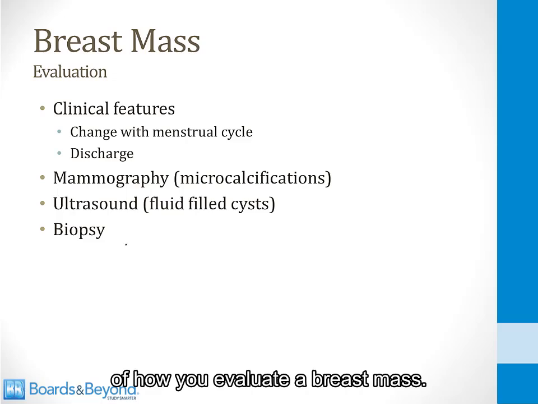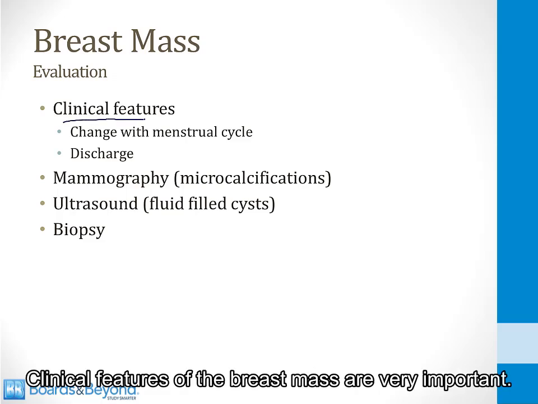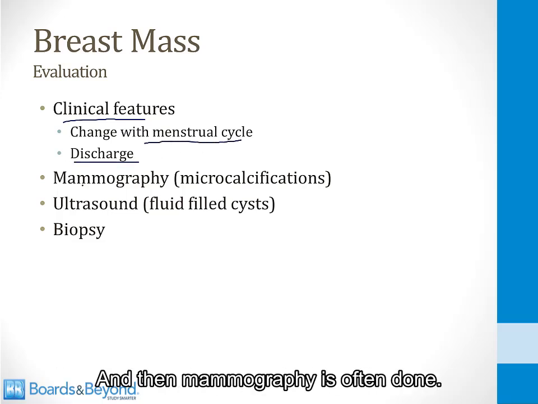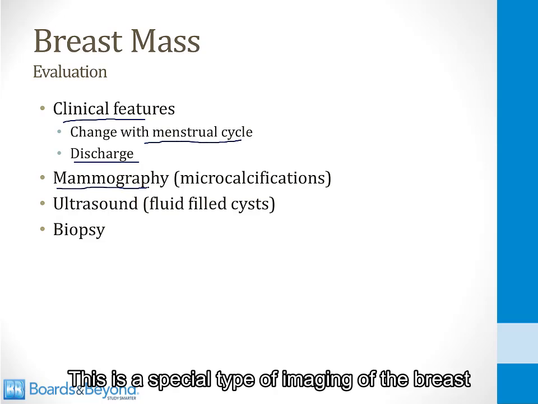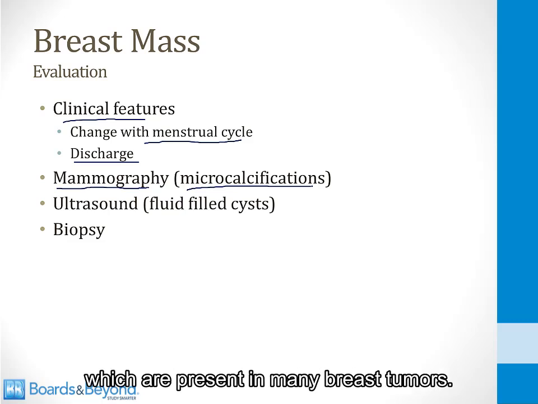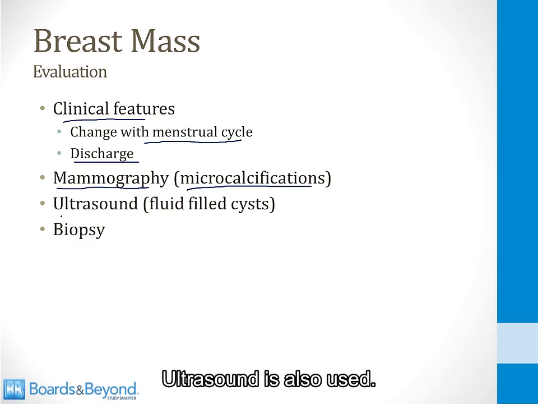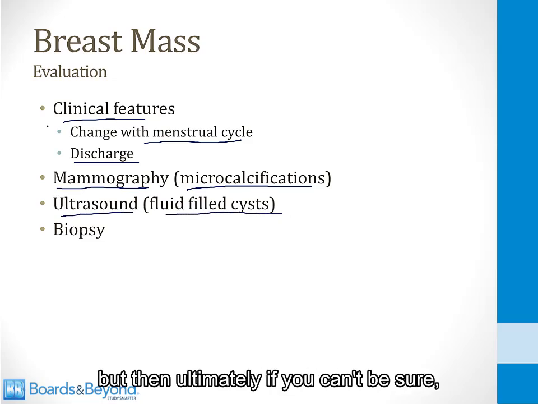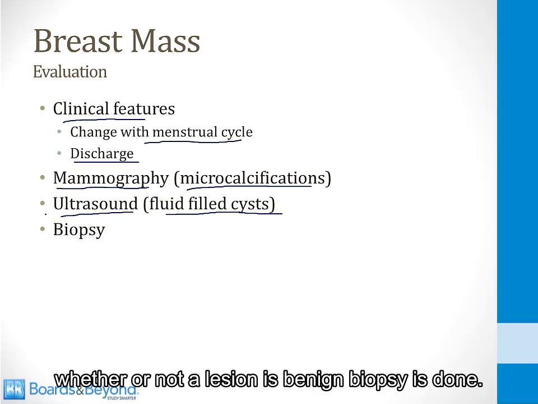Clinical features of the breast mass are very important. Does it change in size with the menstrual cycle? Is there any discharge? And then mammography is often done. This is a special type of imaging of the breast to detect microcalcifications, which are present in many breast tumors. Ultrasound is also used. It can detect fluid-filled cysts, but then ultimately, if you can't be sure whether or not a lesion is benign, biopsy is done.